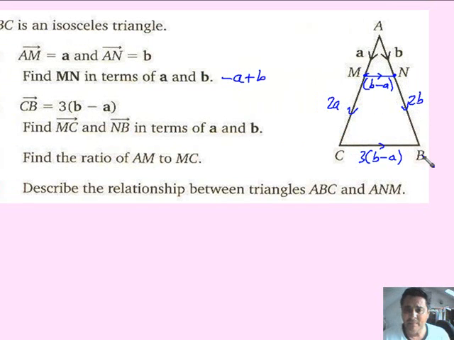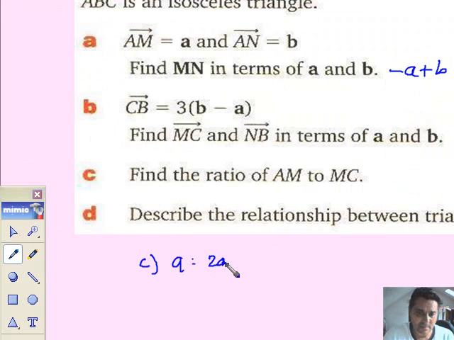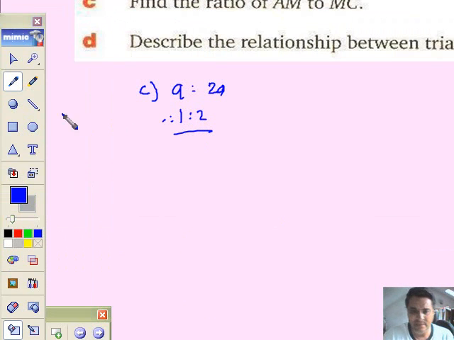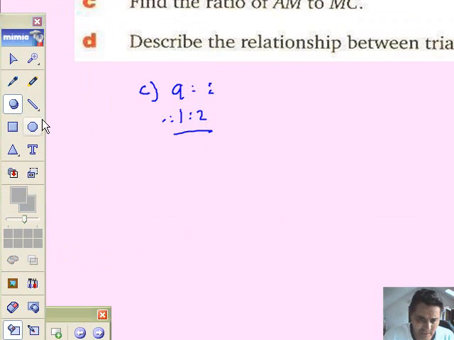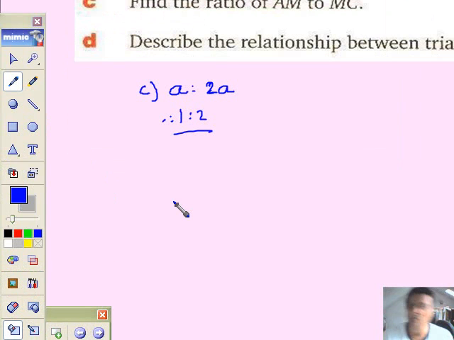Right, find the ratio of AM to MC. Well, AM is going to be, let's do it down here, I think. AM is going to be a, and MC is going to be 2a, and therefore the ratio is 1 to 2. Really easy. And that's meant to look a little bit more like an a rather than a 9. Alright, very easy. That's that.